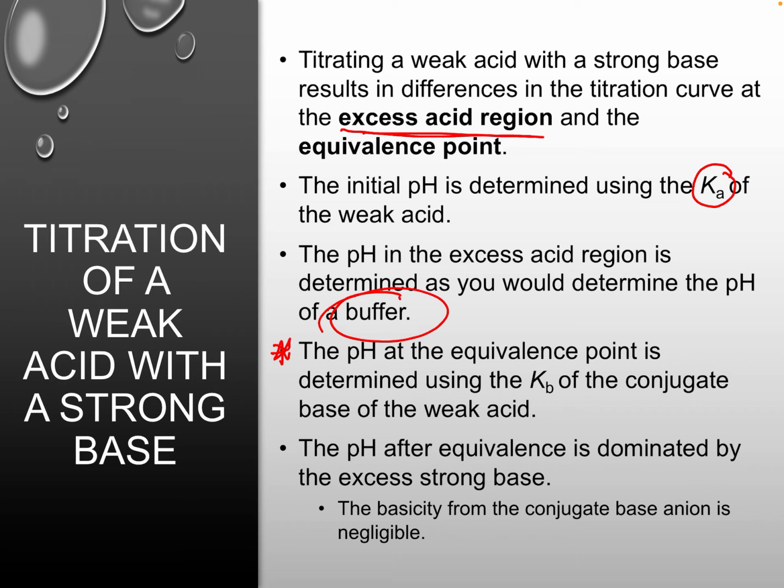And then the pH after the equivalence point, we're just going to look at the excess strong base. There will be some conjugate base in there, right? Because all of our acid has completely reacted with base to produce our conjugate base, and then we added excess strong base on top of that. So we've got conjugate base and strong base in solution, but the basicity from the conjugate base is going to be negligible in the presence of a strong base because the strong base will contribute so many more hydroxide ions than that conjugate base will.